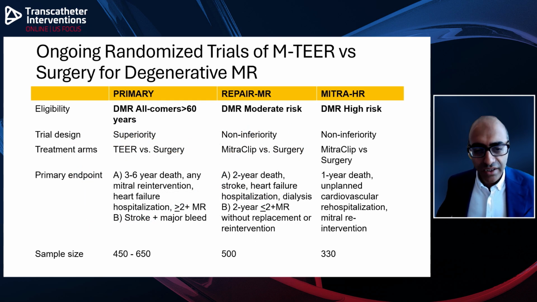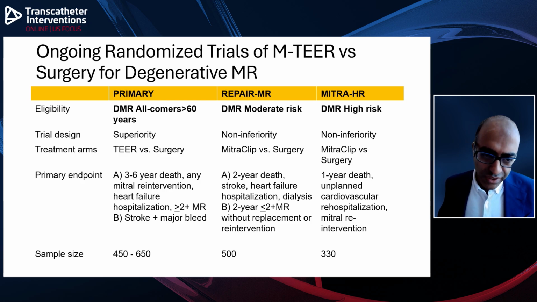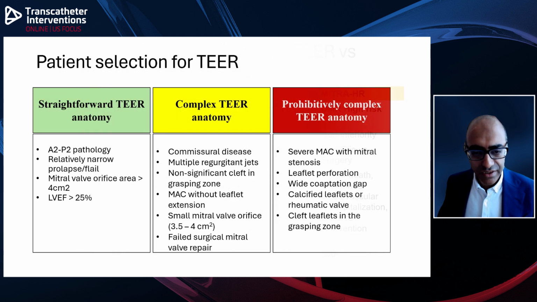Now, we are lacking good quality randomized data of mitral TEER versus surgery for degenerative MR. There are 3 ongoing randomized trials. The PRIMARY trial is randomizing patients with DMR to mitral TEER versus surgery in all patients who are over 60 years of age. REPAIR MR is randomizing patients to mitral TEER versus surgery who are at moderate risk for surgery, and the MITRA-HR study is randomizing DMR high-risk patients to mitral TEER versus surgery. So over the next several years, we'll actually have good quality evidence to guide us better in terms of different treatment options.